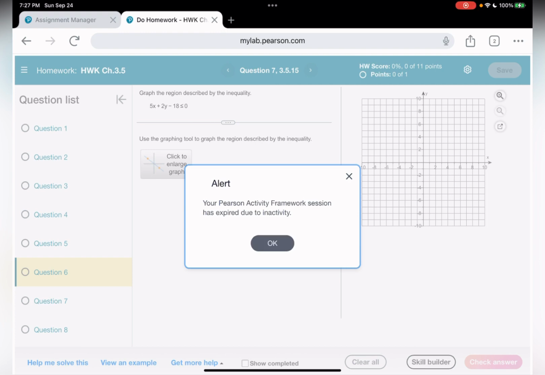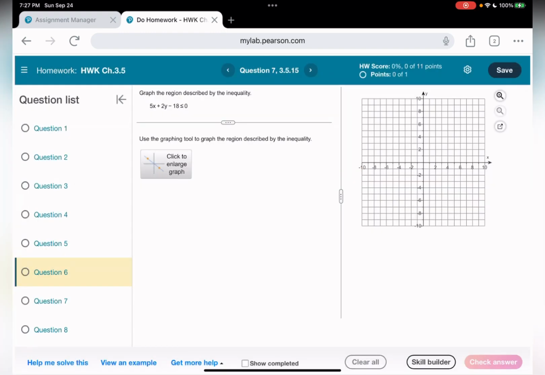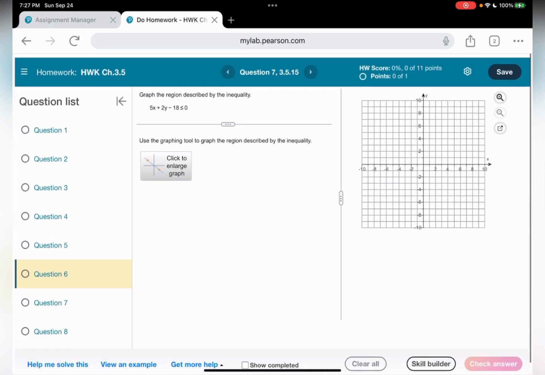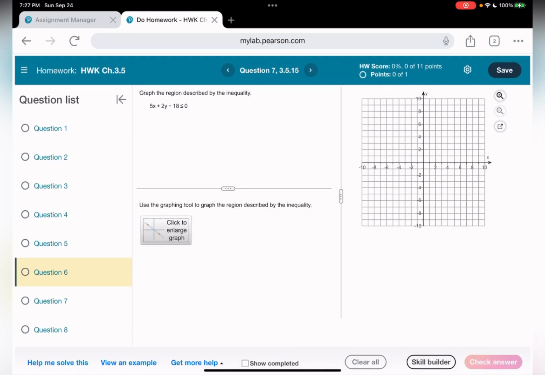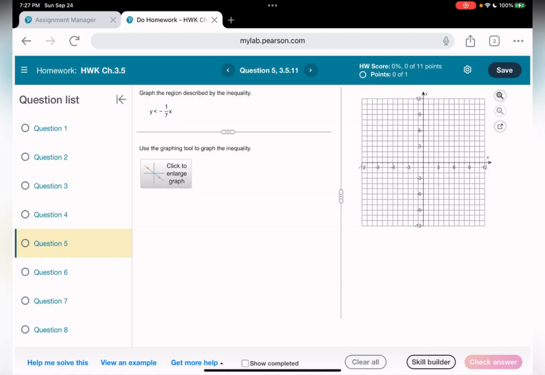Session has expired due to inactivity. Great. Okay. Number 5. And then number 6.